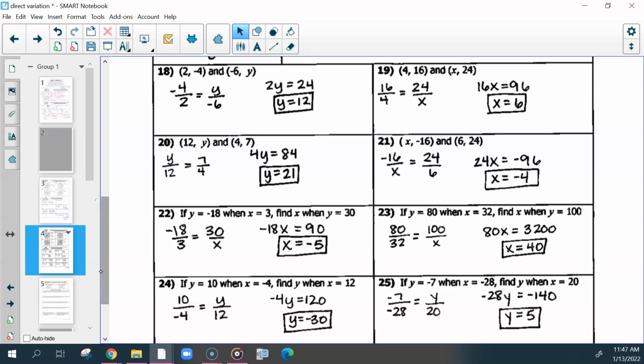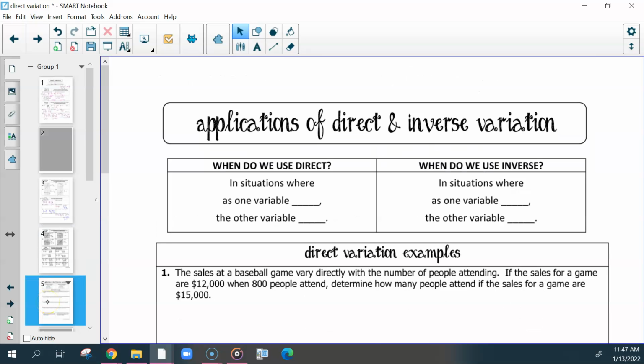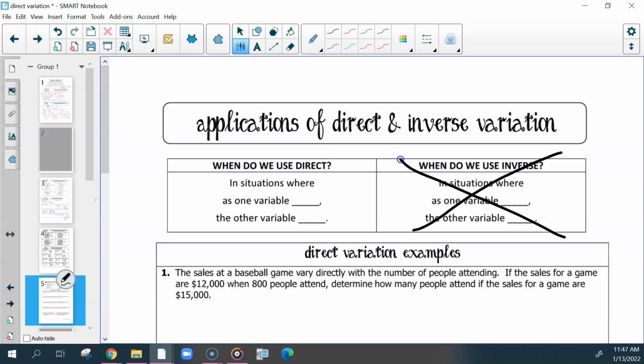We're going to move on to the next page where we're doing some applications. Ignore this part right here. You'll see that again when we do inverse applications.